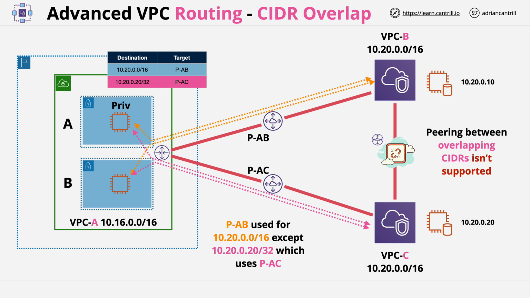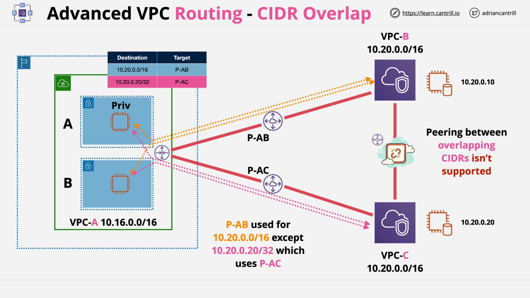Both of the methods are valid, so this one and using split routing, picking between them is an architectural choice, but you should at least have an awareness of this for the exam. So if you face any questions which talk about routing and overlapping CIDRs, you now know two strategies which you can use to overcome that problem.